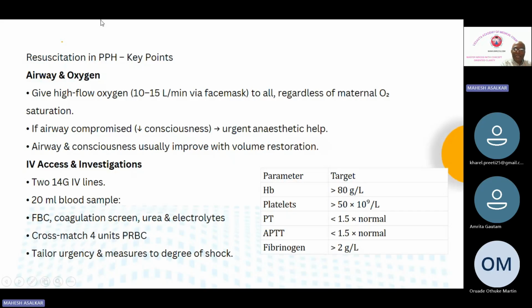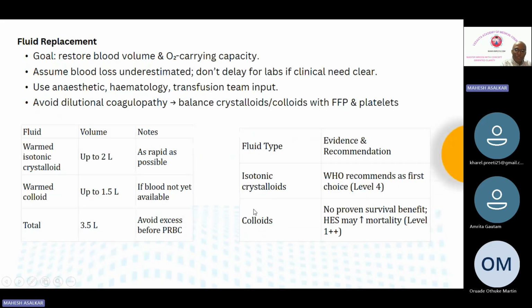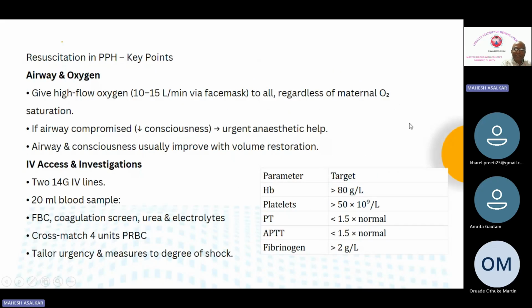Now, what are the targets you need to maintain? You need to maintain HB more than 8, platelet should be more than 50,000, then PT should be less than 1.5 of normal, APTT should also be less than 1.5 of the normal, and fibrinogen should be 2 gram. You need to maintain the blood parameters in this particular range. So that is our target of giving all these blood and blood components.